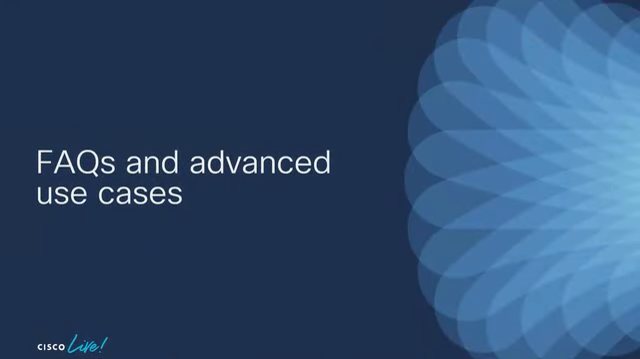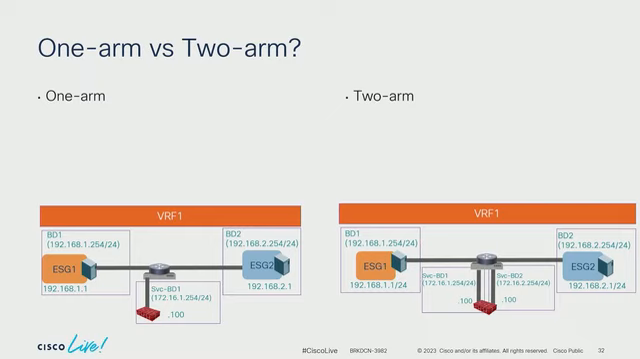So let's take a look at the commonly asked design questions. The first question is, which is better, 1-arm or 2-arm? I usually say it depends on your preference and use case. Let me explain why. One-arm is good in terms of routing design simplification. You just need one interface, one static route, done. So you don't have to deal with routing configuration on the firewall that much.